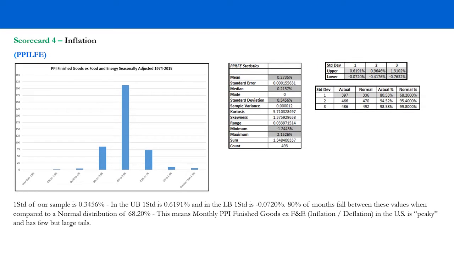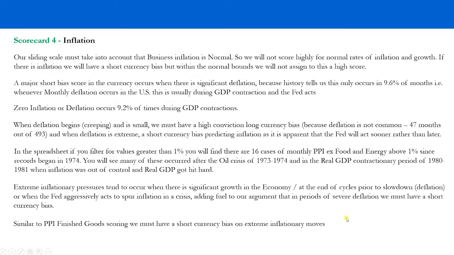So you can see here that the way in which the distribution of monthly moves in PPI inflation X food and energy behaves is extremely similar to our previous inflation stats and other macro data we've looked at on a distributional basis. So you should be getting fairly familiar with how we treat this distributional pattern when looking at macro numbers. Our sliding scale works in pretty much exactly the same way.